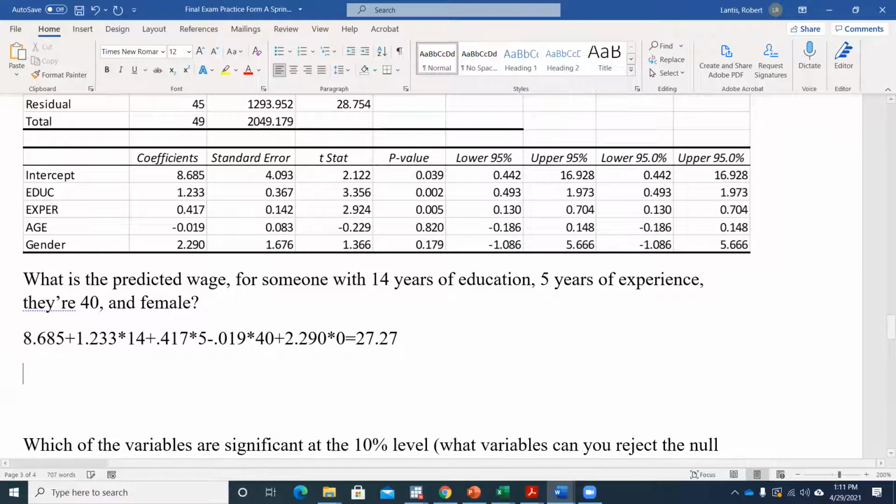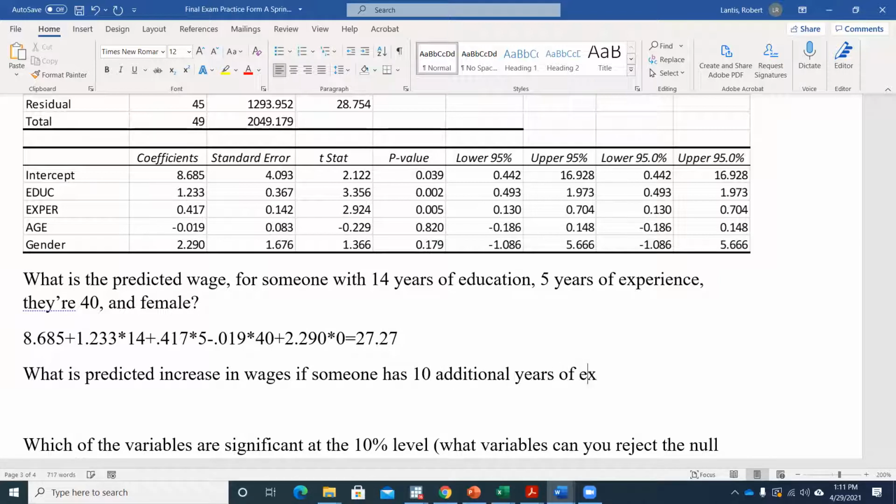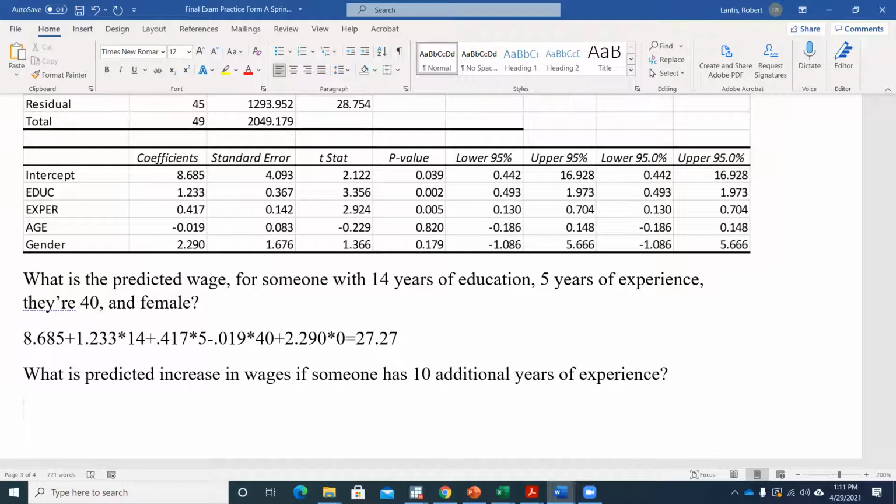Okay. The other thing that I might ask you to do on the exam would be to answer a question like, what is the predicted increase in wages if someone has, I don't know, we'll say 10 additional years of experience, right? So I can look at that experience variable and I can tell you the impact of one more year, right? One more unit.